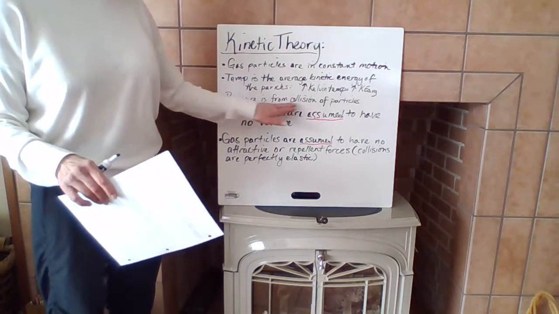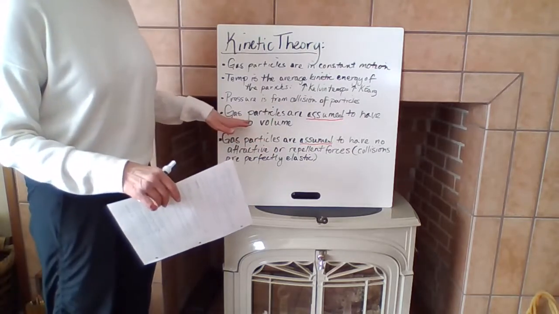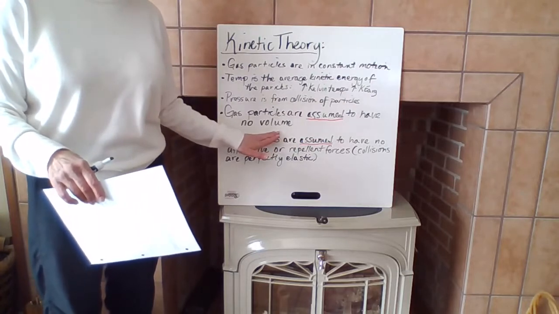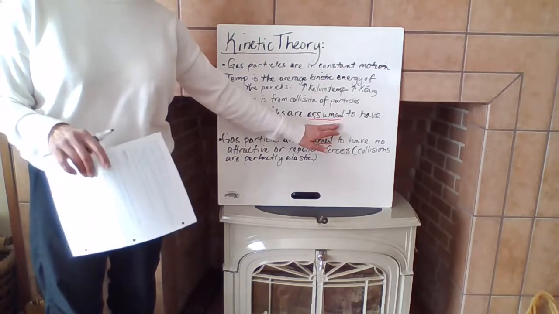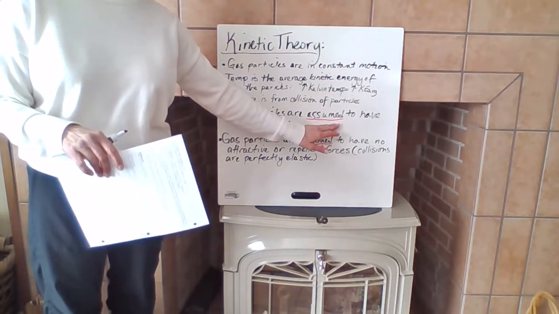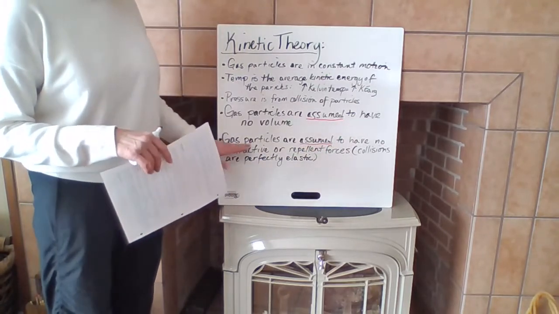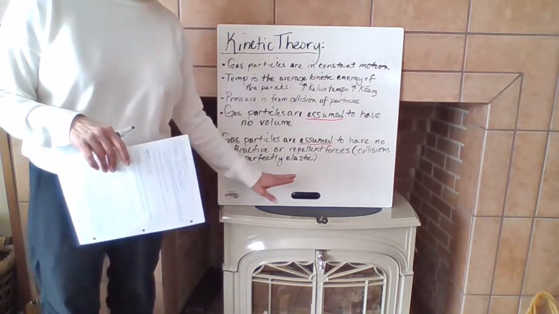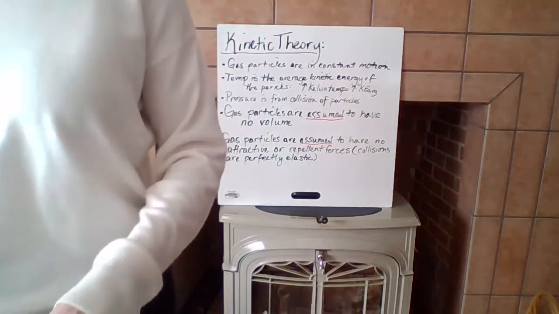We also have that pressure is from collisions of particles, that's with each other and with the walls of a container. And gas particles are assumed to have no volume. So on this one, you can see that I've underlined that assumed part in red because this works when gases are acting ideally, but not when we get to the concept of real gases. The next one too, gas particles are assumed to have no attractive or repellent forces, meaning that the collisions are perfectly elastic. So those last two are going to come into play when we compare ideal with real gases.